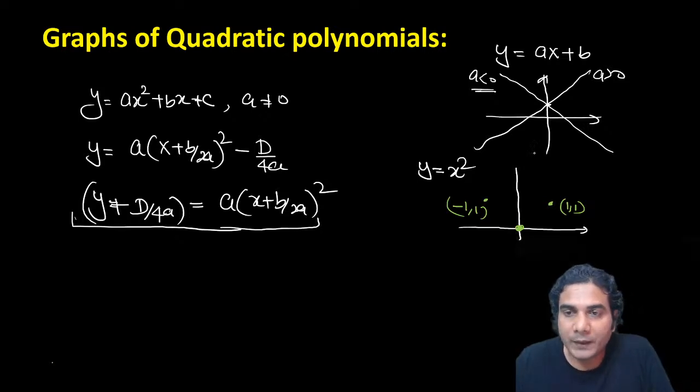So all the points which you're getting on the right side of the y-axis, you will get the same points on the left side of the y-axis also, and they will be symmetric, right? If you put 2, you'll get 4. If you put minus 2, you'll get 4. And if you join these points, then the graph of y is equal to x square looks like this.